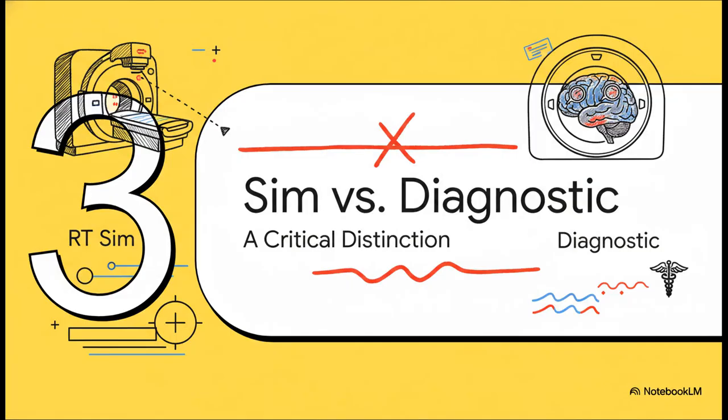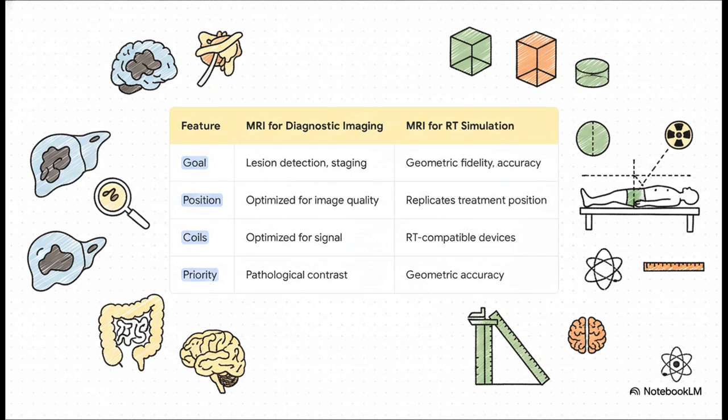Now for a critical point, and a frequent source of error, the distinction between simulation and diagnostic protocols for radiotherapy planning. As this table illustrates, the protocols are fundamentally different. A diagnostic MRI is all about lesion detection. It prioritizes pathological contrast. But for an RT simulation scan, the absolute priority is high geometric fidelity and spatial accuracy. Everything, from patient position to the coils used, must be geared toward precisely replicating the treatment setup.